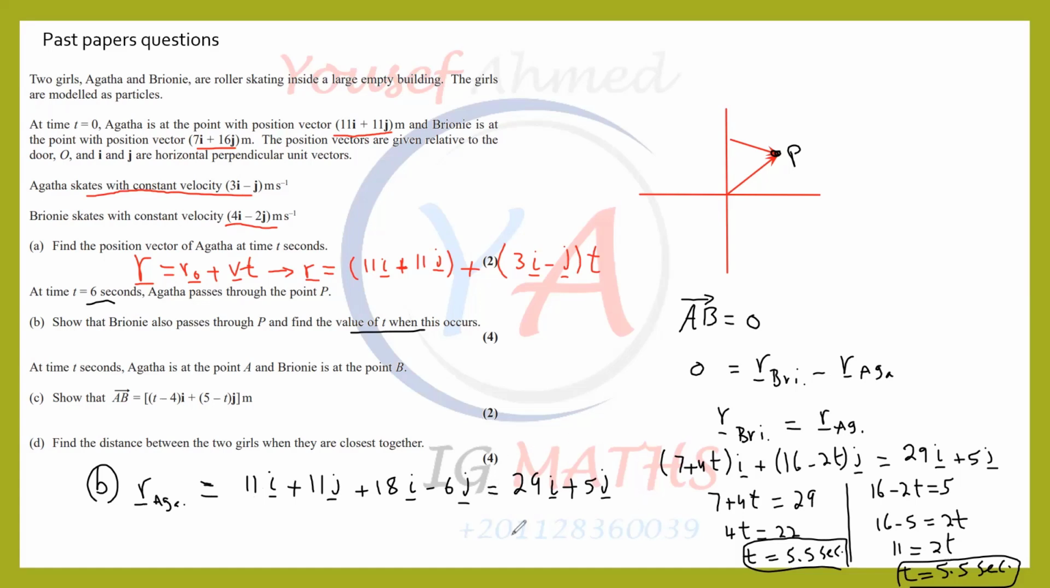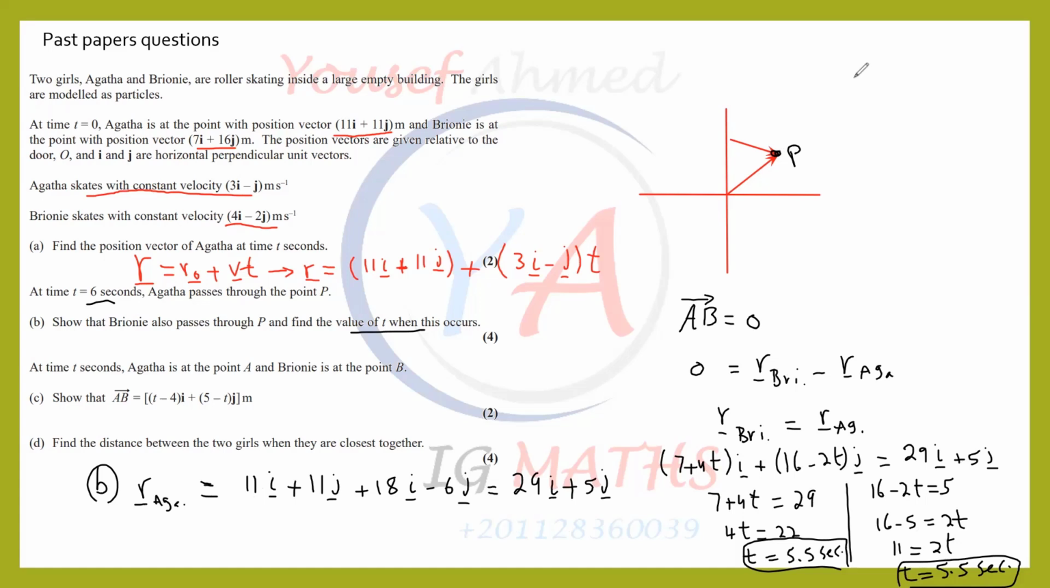So we had 29i plus 5j, and then we got the position vector for Biruni, which is 7 plus 4t i, 16 minus 2t j. And then once they reach the same point, the position vector for Biruni minus the position vector for Agatha is 0, or you can equate the two position vectors together. So you have 7 plus 4t i, 16 minus 2t j is equal to 29i plus 5j. You can equate the i components. So once you reach the value of the time, it's correct.